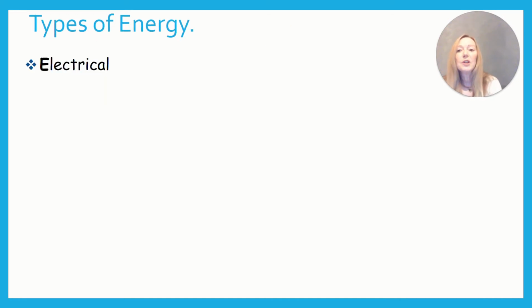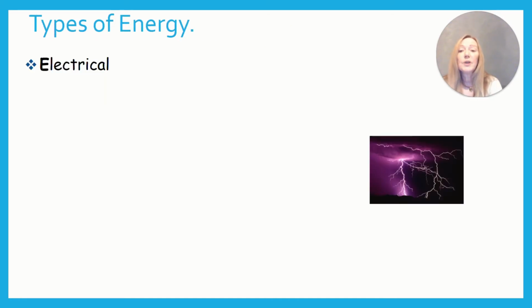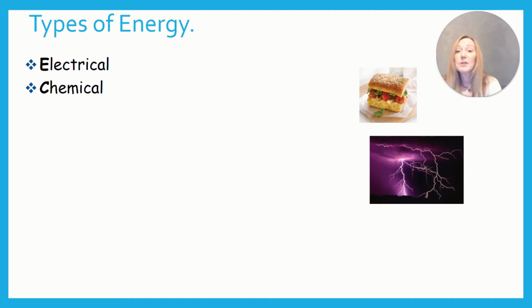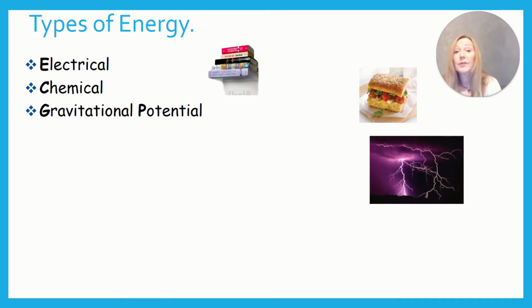So our types of energy are electrical, which you can find in electrical storms, and obviously everything you plug in uses electrical energy. Chemical energy, which can be found in food and also in batteries. Gravitational potential energy, which is any energy that is stored in an object due to its height off the ground, so books on a shelf.